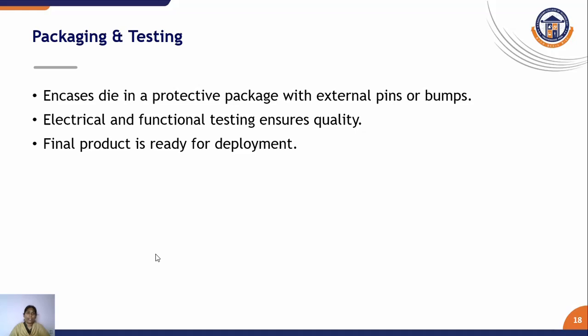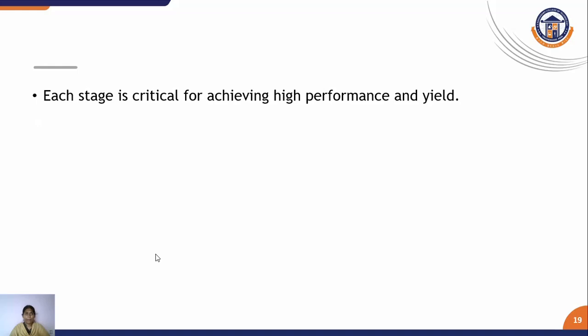Once our design is ready at wafer level, we move to the packaging and testing part. Here we place our die in a protective package with external pins or bumps. Electrical and functional testing ensures quality. Then finally the product is ready for deployment. This is the final step for our IC.